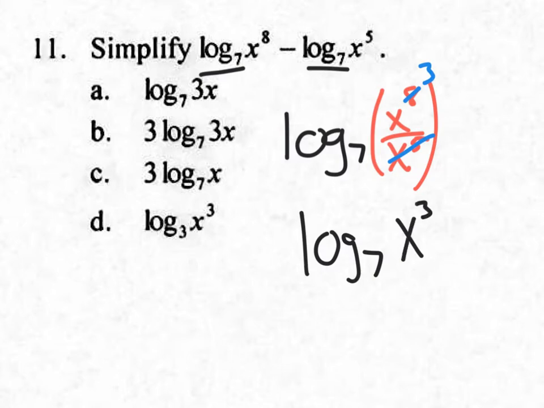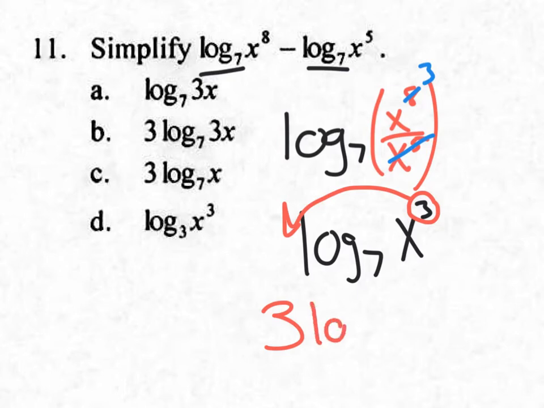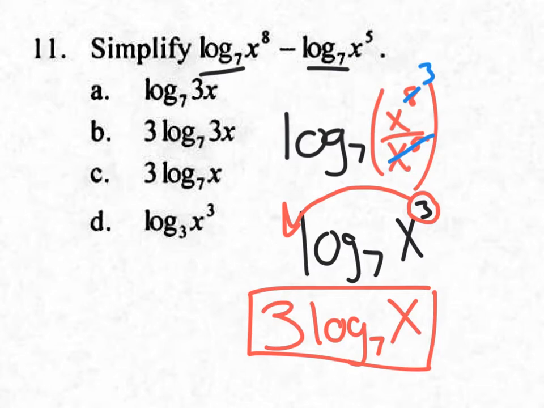Now, as you can see, there is no log base 7 of x to the third power among the choices. There's 3 log base 7 of 3x, and 3 log base 7 of x. So there must have been another property applied, and that is the power property, where you simply take the power and put it out in front of the logarithm. So your final answer is 3 log base 7 of x, which is letter C. Again, practice with number 12, and we're just going to jump to number 13. I hope this helps. Let's move on to number 13.